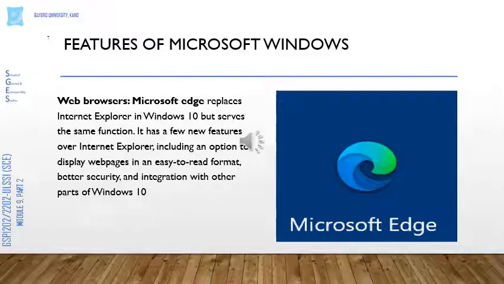Initially, Microsoft was using Internet Explorer as its web browser, but Internet Explorer was very slow. So Microsoft had to upgrade to what is called the Microsoft Edge. The Microsoft Edge is very fast and also more secure compared to Internet Explorer. Internet Explorer was very slow.